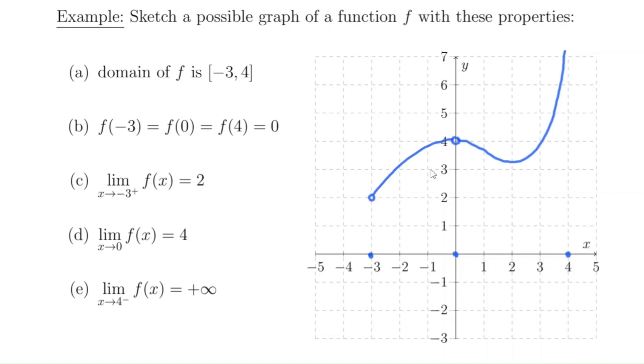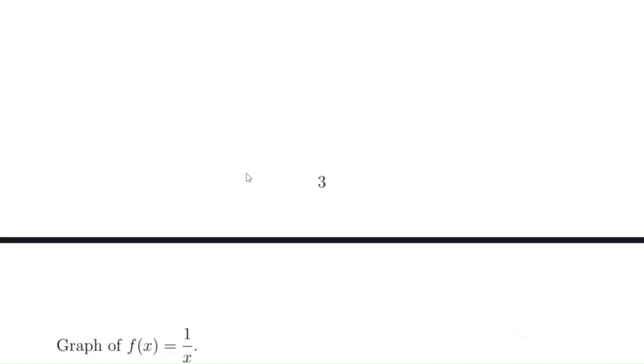Here is one possible graph that satisfies all those conditions. Notice that the domain is the whole closed interval from -3 to 4. Every point in that closed interval is a point the function is defined for. We have (-3, 0), (0, 0), and (4, 0). Those 3 points are all in the graph. The limit as we approach -3 from the right is 2. Right? We can see that there. The limit as we approach 0 is 4, right? f of 0 is 0. But as we approach 0, the limit is 4. And the limit as we approach 4 from the left is infinity, plus infinity. Okay, so that graph satisfies all those conditions.